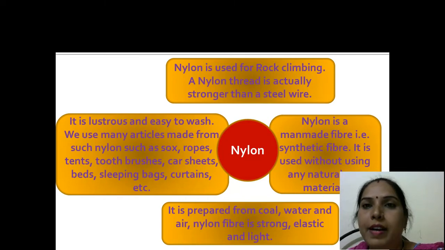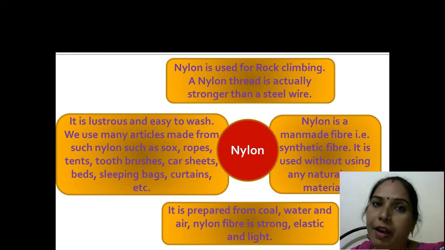Although I do understand that water, air and coal are all natural sources, they are not actual raw material as such. It's not like something that we have obtained from plants and animals, alright. So nylon is said to be an absolutely man-made fiber or artificial fiber.